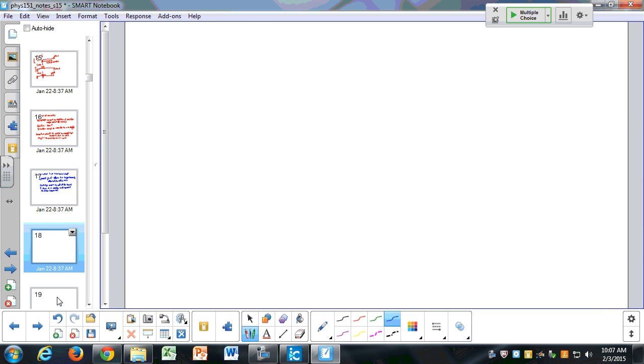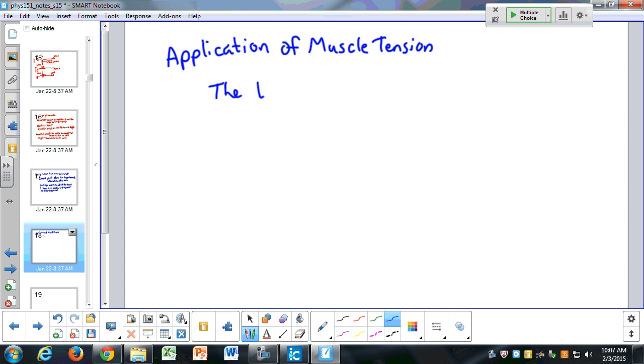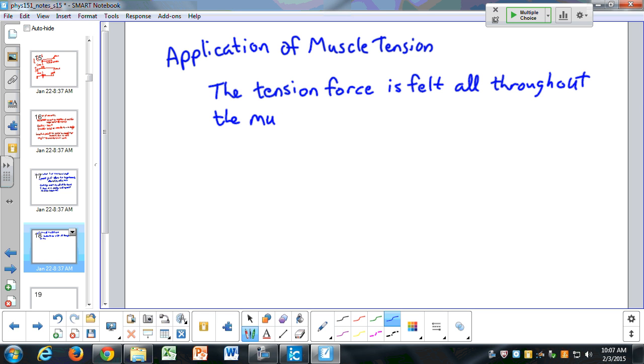All right, let's look at the application of muscle tension. This is where we'll talk about isotonic and isometric. As we talked about with the rope attached to the tree, the same is true for the muscle: the tension force is felt all throughout the muscle. If I have a force of 100 pounds at the insertion point, that 100 pounds is felt all throughout that muscle, from the point of origin to the insertion point.